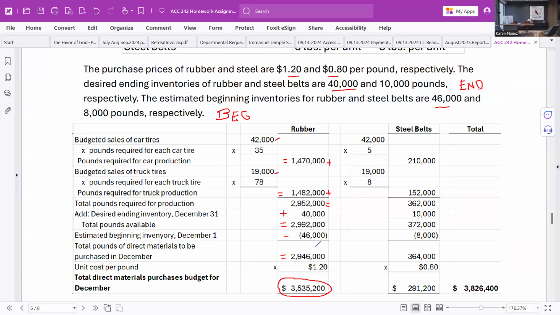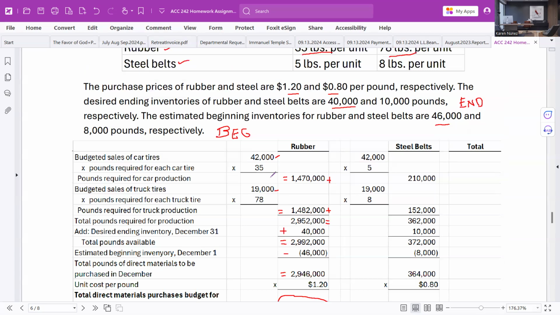So one more time, we start by determining how much rubber we're going to need for our planned production and sales of these tires. So 42,000 of the car tires, each tire needs 35 pounds. That's 1,470,000. 19,000 is what we plan of the truck tires. Each tire needs 78 pounds. So these are the total pounds needed for the production, plus the ending inventory, minus the beginning inventory. Those are the total pounds that need to be purchased at $1.20.